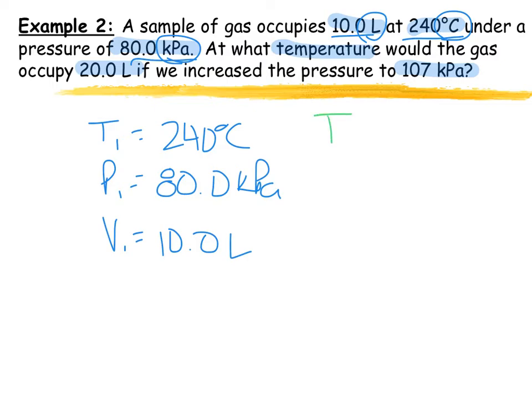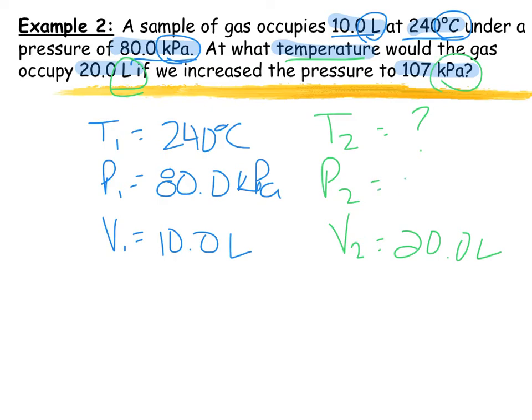My second set of variables, T2, P2, and V2, would come from my second sentence. At what temperature? So I have an unknown temperature. 20 liters. Liters is a unit for volume, so I'll use that for V2. And then kilopascals is a unit for pressure, so 107 would be my P2.